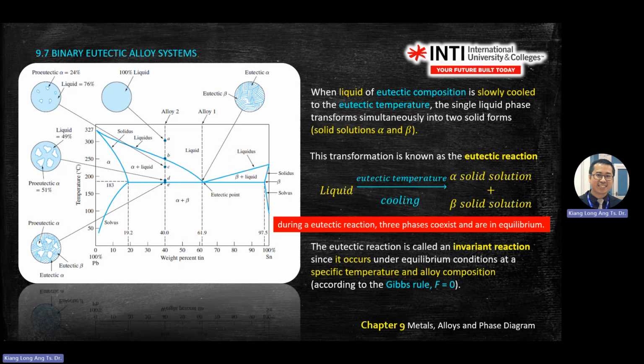So the rest, this is the Gibbs rule. If you find the Gibbs rule at this point, F equals C minus P plus 2, but because the pressure is constant, if you don't see pressure, it means the pressure is constant, use C plus 1. At the end, you get no freedom at this point. Thermal arrest. So this is called thermal arrest.